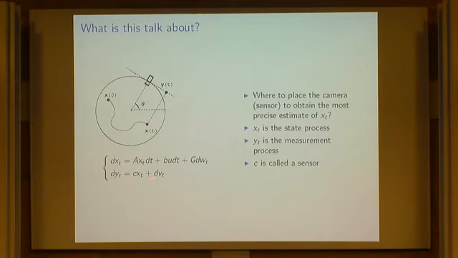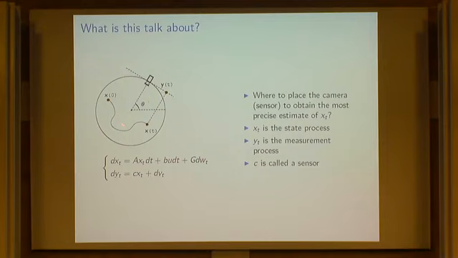dx is Ax dt, matrix. Here, this term Bu is a control. We're going to quickly forget about this in this talk. And then you have some noise that enters the dynamics. And you get to observe the position here through a camera.